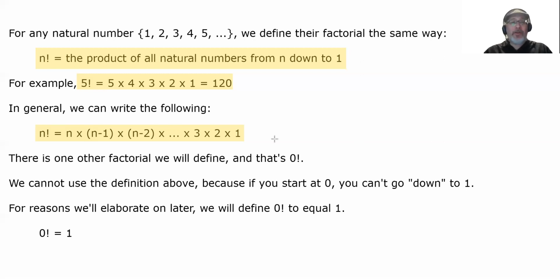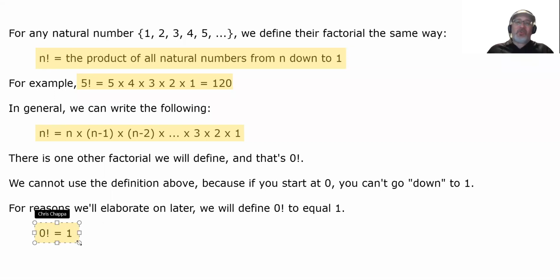There is one other factorial that we will define, and that's 0 factorial. We can't use the definition above because if you start at 0, you can't go down to 1. In other words, if we put 0 here for the n, and I'll just draw it in real quick, we put 0 right there, and the next factor would be 0 minus 1, but that's negative 1. And then 0 minus 2, but that's negative 2. We're going in the wrong direction if we want to end up at 1. But 0 factorial, for reasons we'll elaborate on later, we are going to define to equal 1.